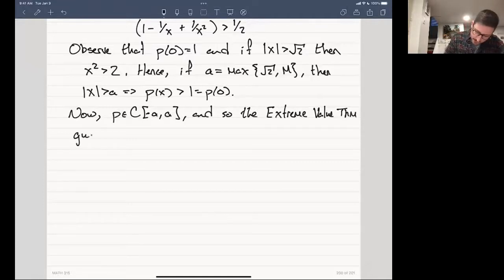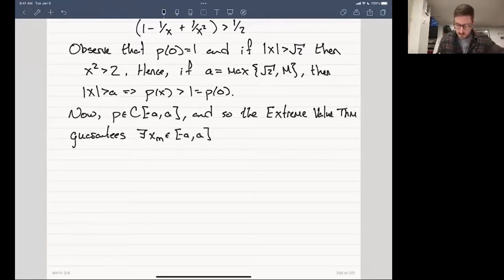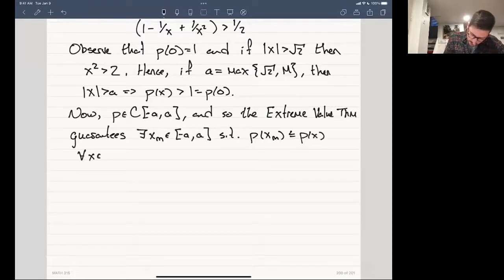it guarantees us, I think I spelled that wrong, just a second. Guarantees. Okay, it guarantees that there exists an x little m, so it's curved. Sorry if it's hard to distinguish from a capital M. In this case, it won't make much of a difference. But that tells us such that p of x little m is less than or equal to p of x for all x in minus a to a.